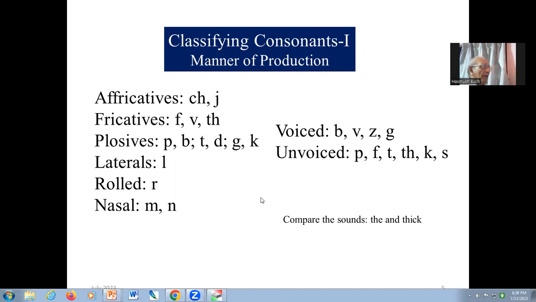In case of fricatives, friction is produced. That's why they are called fricatives. And if a sound is between plosives and fricatives, we call it affricate. Cha, cha of chair. Che. And in Gujarati, cha, ja. Affricate.